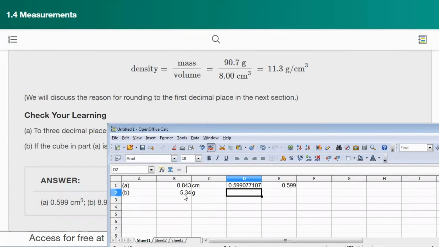We divide the mass by the volume. So the volume is still this. We can divide the mass, which is 5.34, by the volume. And we end up with 8.91 and some more numbers after the decimal place. That would be in grams per cubic centimeter. I don't really have a way of doing superscripts very nicely in my spreadsheet program. So let's see what the answer was. 8.91 grams per cubic centimeter if we go to 2 decimal places.